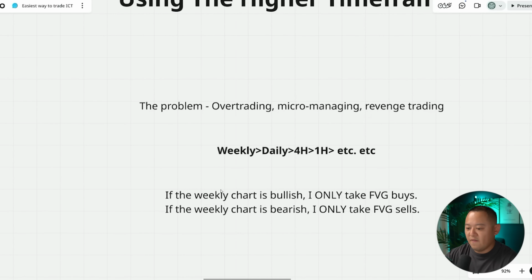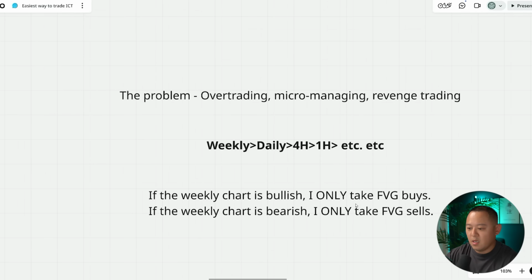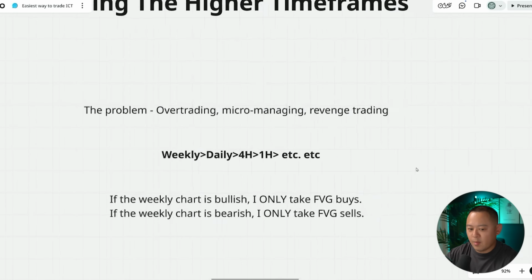So again, if the weekly chart is bullish, I only take fair value gap buys. Why? Because a fair value gap sell doesn't align with that higher time frame. So if I'm expecting the next weekly or the next daily candle to trade higher, why would I be taking a short position?